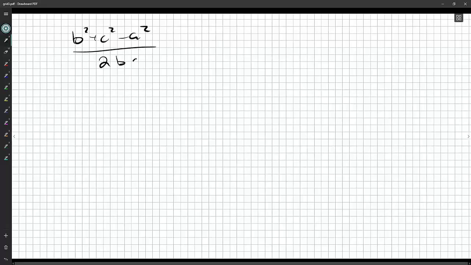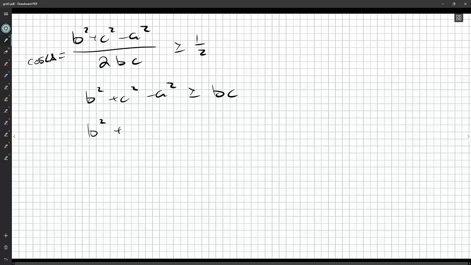Alright, let's do a little rough work. What do I want to show? I want to show b squared plus c squared minus a squared all over 2bc is greater than or equal to a half. What would this actually mean? Because this is cos angle A here. So that would be b squared plus c squared minus a squared has to be greater than or equal to bc. That's what we need, and so we need to show b squared plus c squared minus bc is greater than or equal to a squared.